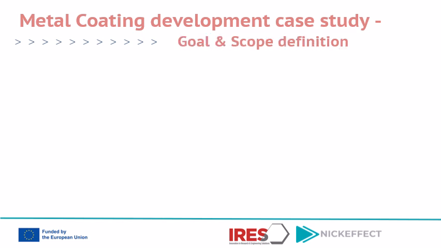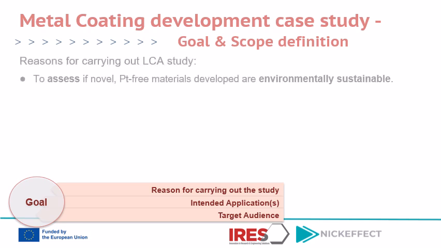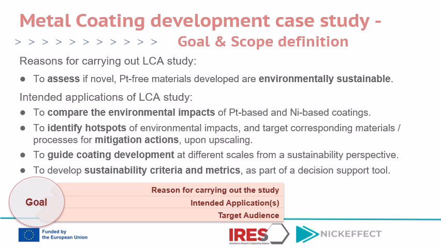Taking all that into account, we could go on and start developing the goal and scope definition within the NICKEFFECT project as a case study, of course, here in this webinar. So I will start with the goal. As part of the goal, we need to identify the reason for carrying out the study, what the intended applications of the LCA are, and what the target audience is. So in the case of NICKEFFECT, the reason for carrying out the study could be to assess if those novel nickel-based platinum-free materials that we are developing are actually environmentally sustainable.